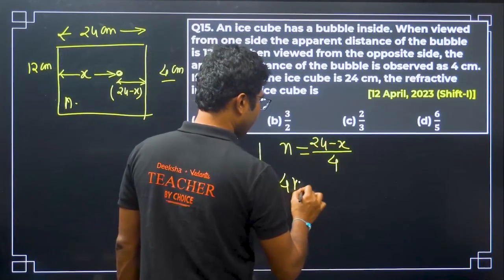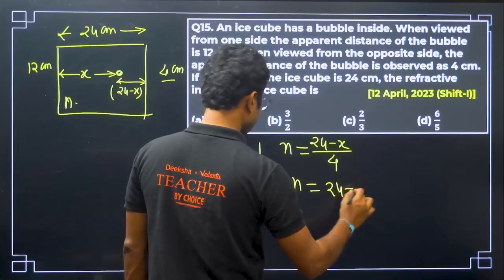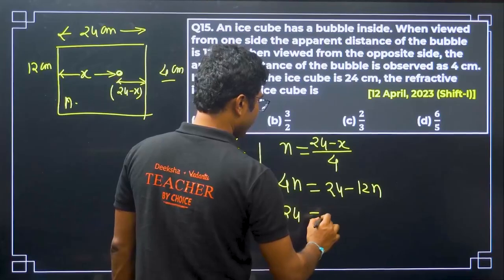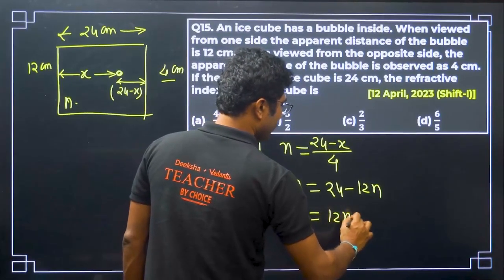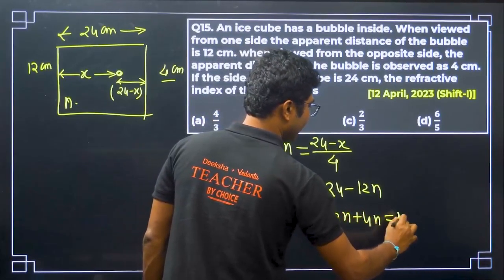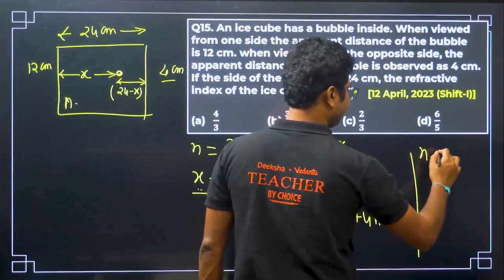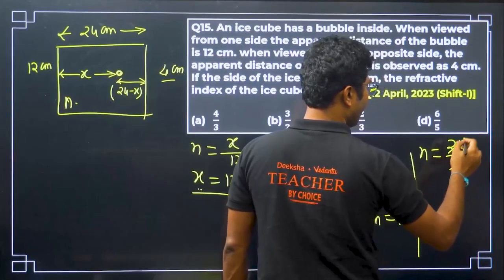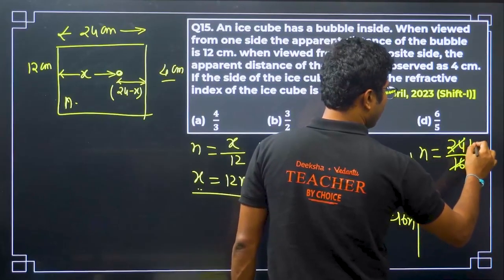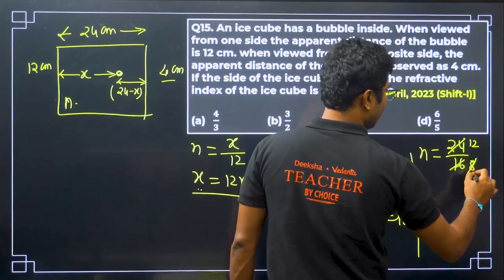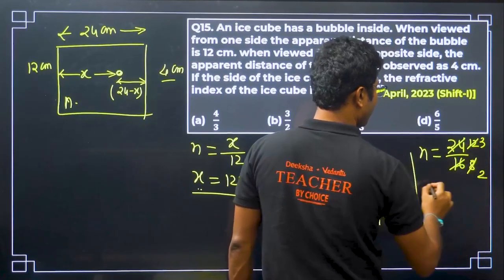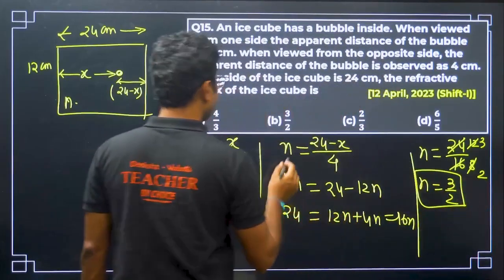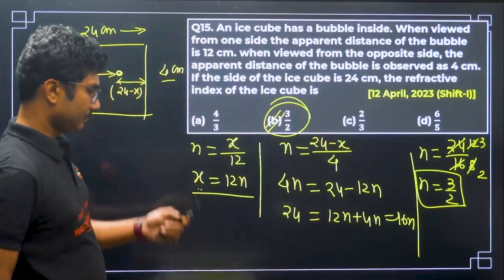So 4n equals 24 minus 12n, or 24 equals 12n plus 4n, that is 16n. So n will be 24 by 16. So 12 by 8, 3 by 2. So, n is equal to 3 by 2. Okay. So, 3 by 2 is the answer. This is the refractive index.